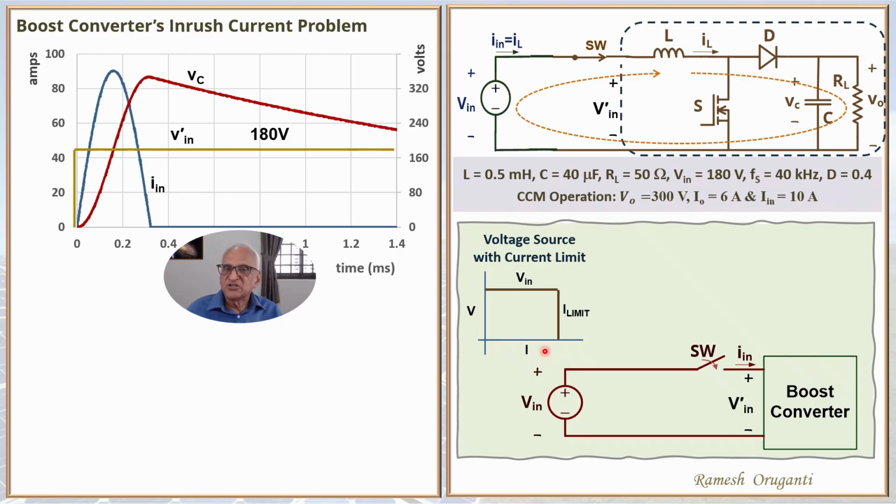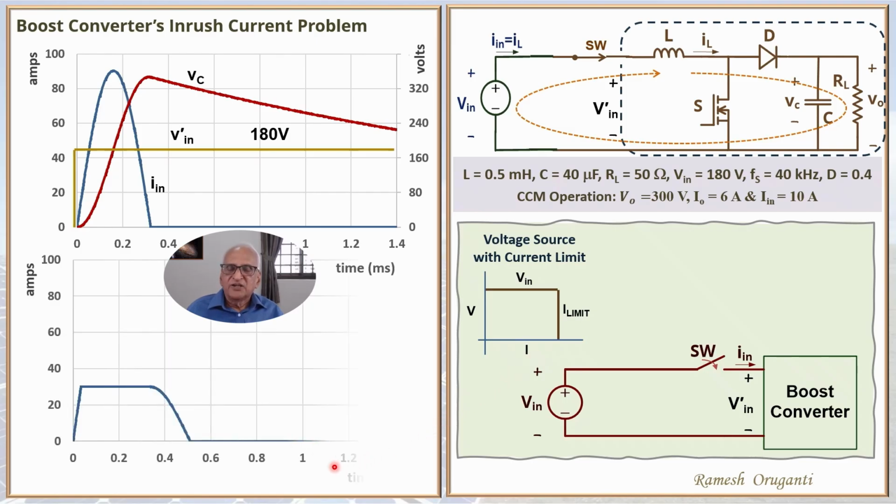We can do a simulation using again LTspice, and the current waveform is shown here. Initially, it just follows the IL waveform earlier. I limit is set at 30 amperes. At 30 amperes, the source switches to the current limit mode and maintains a constant current of 30 amperes. High surge of current is avoided. The output capacitor gets charged more slowly. So the current is limited to 30 amperes. It does not go to a high value of 90 amperes.